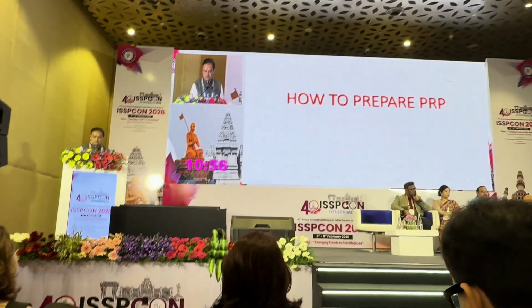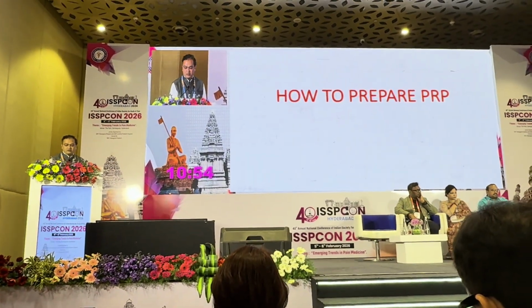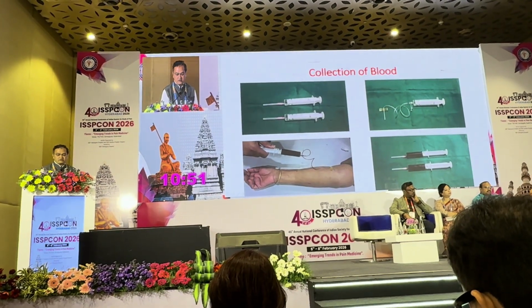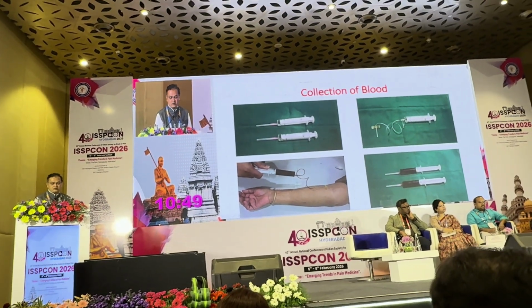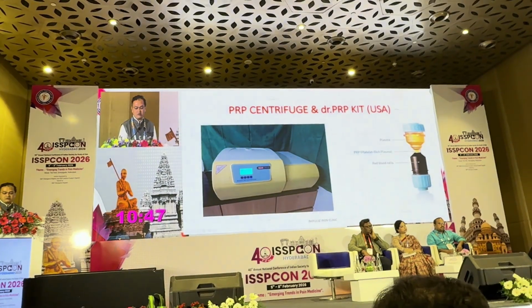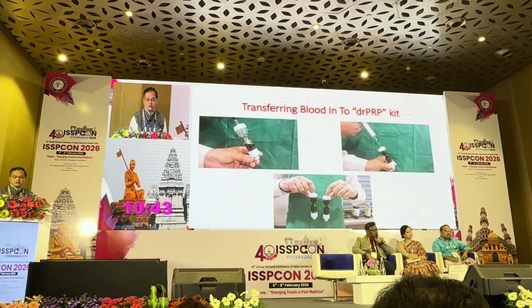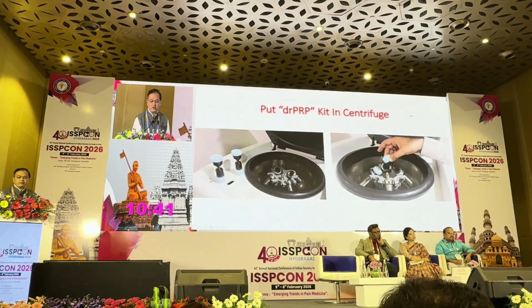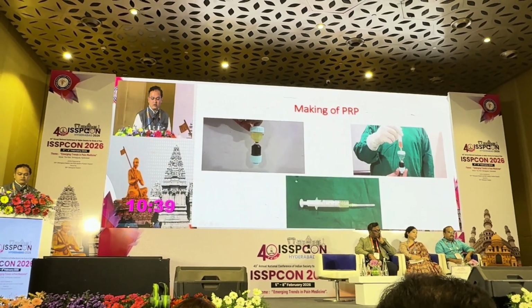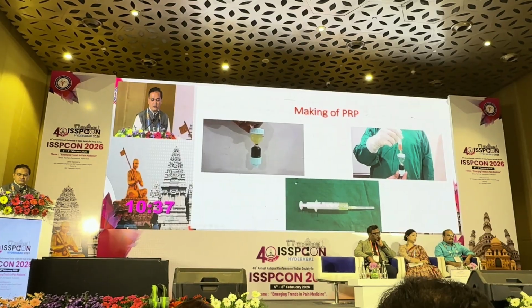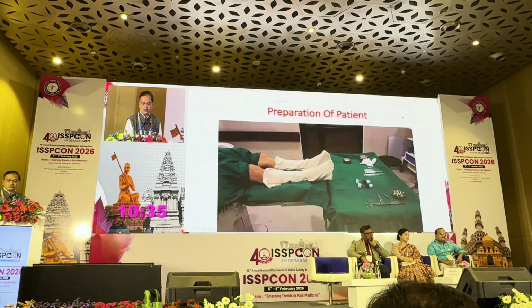So here I am just showing you how to prepare PRP in my center. I used ACD solution, and take a collection of the blood, and this is my PRP centrifuge, and I used PRP kits. Double centrifuge method is there, and after double centrifuge making of the PRP, I inject the PRP in various types of pathology.